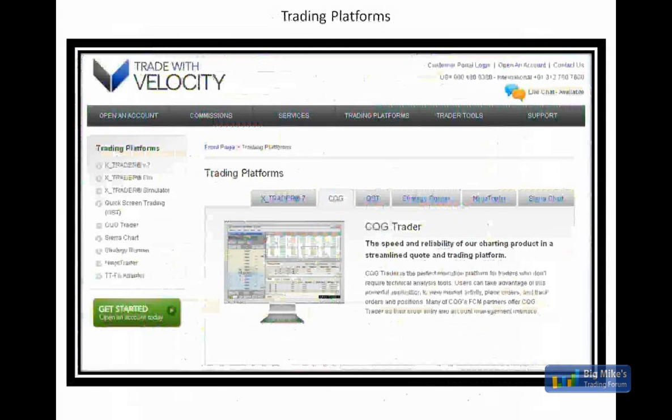So let's move on. Including CQG, Velocity offers 6 trading platforms from which to choose, and you can choose CQG or any of these during the account opening process. One of the steps is to choose your trading platform. Several of the platforms, including CQG Trader, are offered for free.